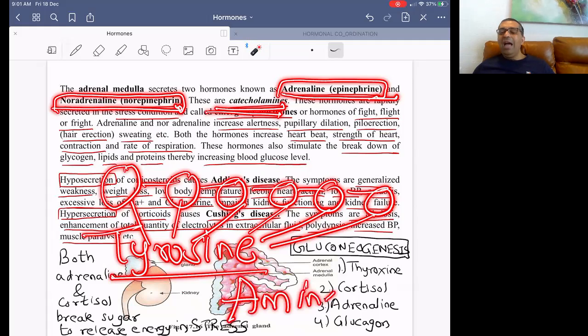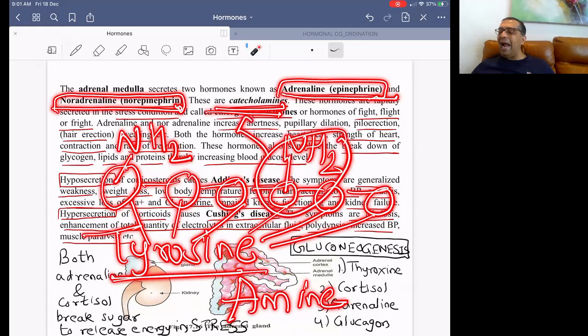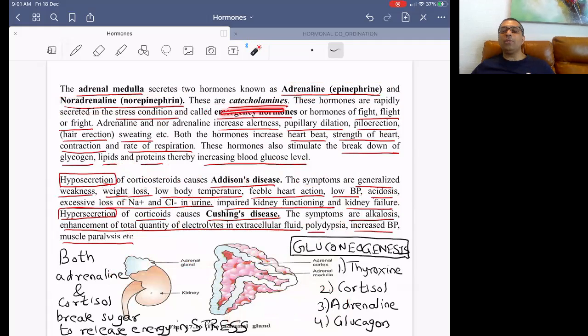And you have adrenaline and noradrenaline made up same. They are made up of tyrosine, but they have an NH2 group, an amine group, attached to the amino acid. And when an amine group gets attached to an amino acid, that is called as a catecholamine. So they are amines only with tyrosine, but they have NH2 group attached to the amino acid tyrosine, and such hormones are called as catecholamines.